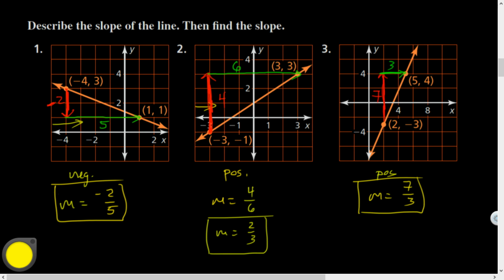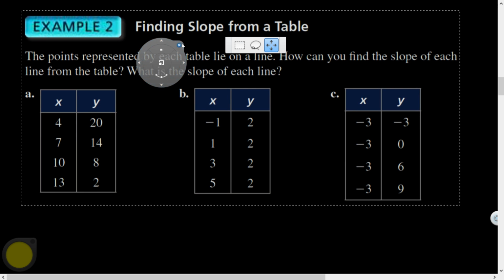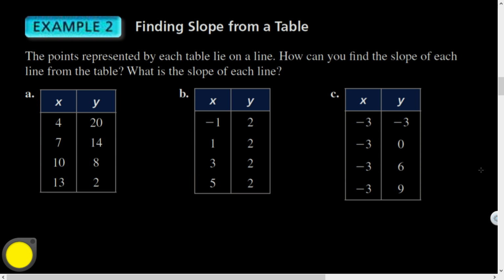Touche. Let's talk about slope from the perspective of tables. Might be as far as we get today. We'll see. All right. So the points represented by each table lie on a line. So these are linear. Okay. How can you find the slope of each line from the table?